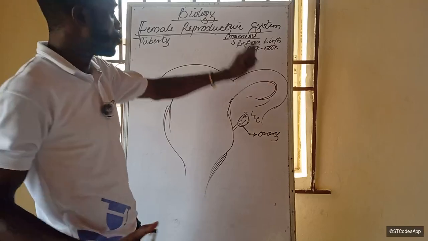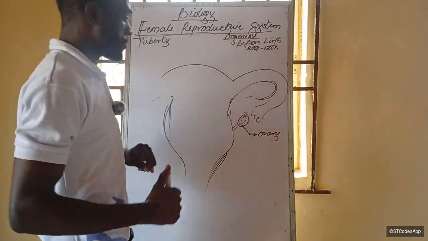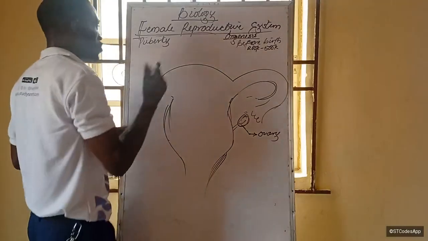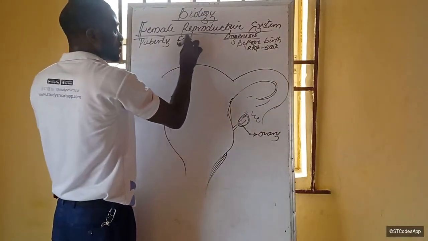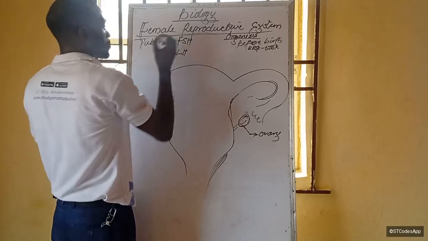Immediately after she is born, oogenesis stops. Oogenesis is the process of egg production. So now, what happens here at puberty is egg maturation. There is a hormone that is secreted by the anterior pituitary, and it's called the FSH. So there are actually two sex hormones, the FSH and the LH.